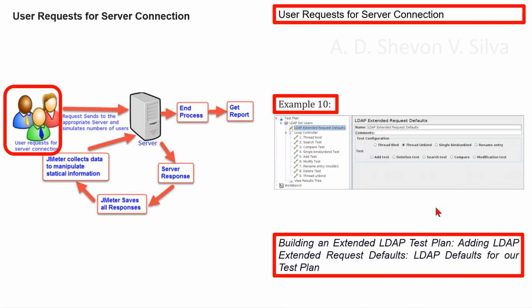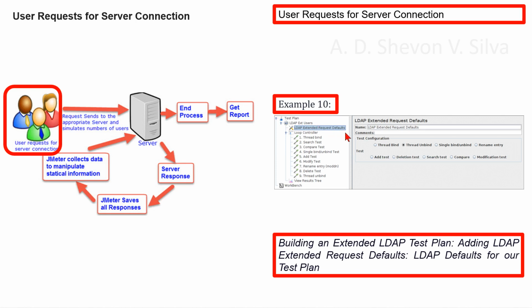Now we are considering adding LDAP extended request defaults in building an extended LDAP test plan. Here you can see the LDAP default for our test plan. Begin by selecting LDAP ext users element. Click your right mouse button to get the add menu, then select add, then config element, then LDAP extended request default, then select this new element to view its control panel.